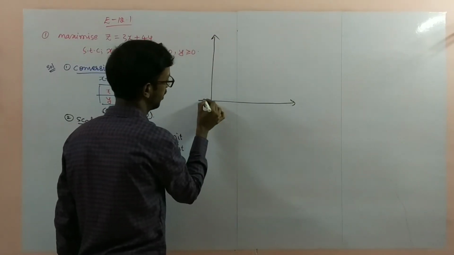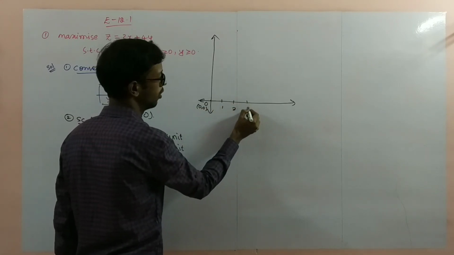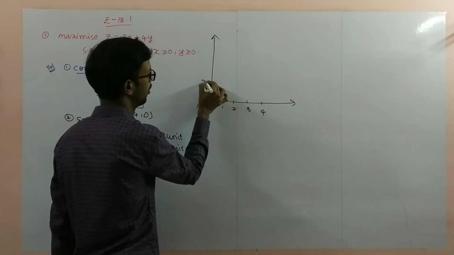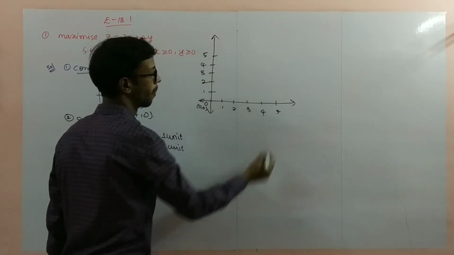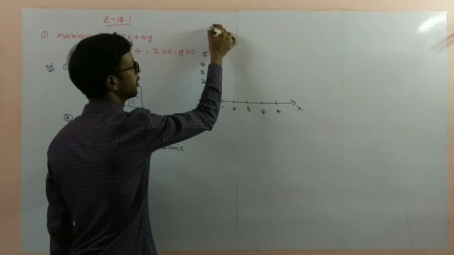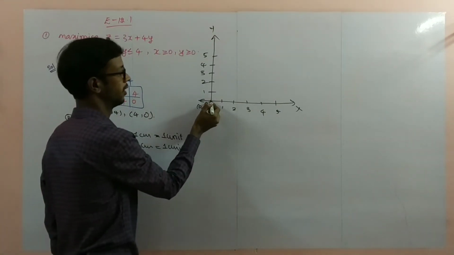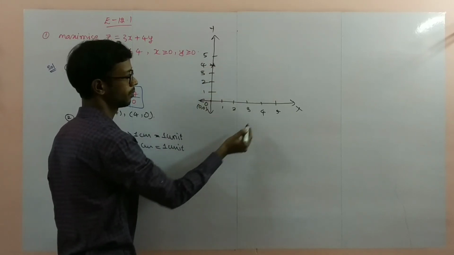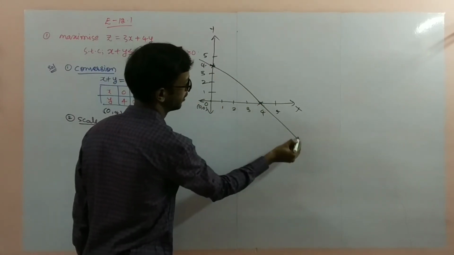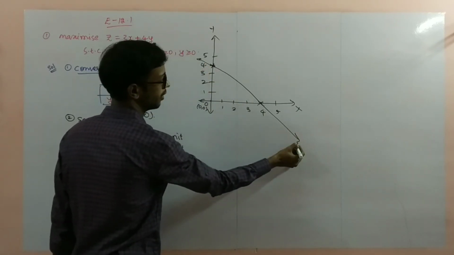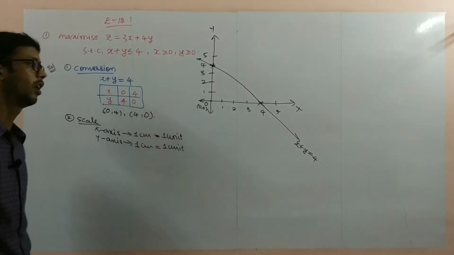Here a simple graph is there. This point is O (0, 0). 1, 2, 3, 4. 1, 2, 3, 4, 5. This is the x-axis. This is the y-axis. So plot the point (0, 4). X is 0, y is 4. So join these 2 points by the line. This is the x plus y equal to 4 line.